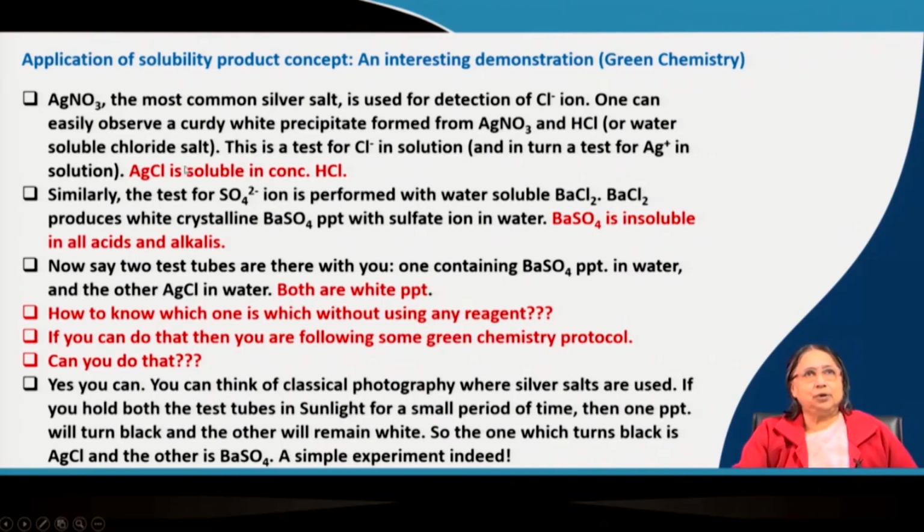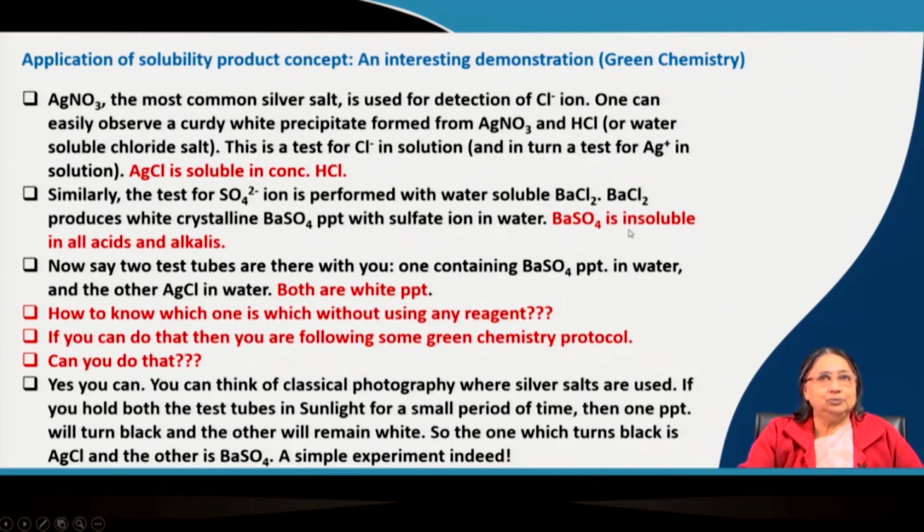Now, the property of silver chloride is that it is soluble in concentrated HCl. It is soluble in concentrated HCl, please remember this. Now, we do another experiment. What we do? We take a test tube. This is a test for sulphate. Similarly, the test for sulphate ion is performed with water soluble barium chloride. We all know how we do it. Barium chloride produces a white crystalline barium sulphate precipitate with sulphate ion in water.